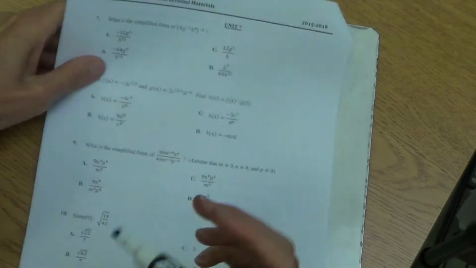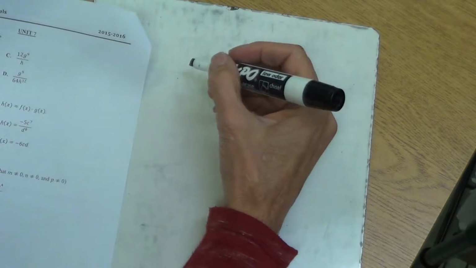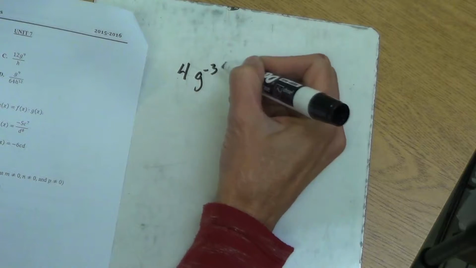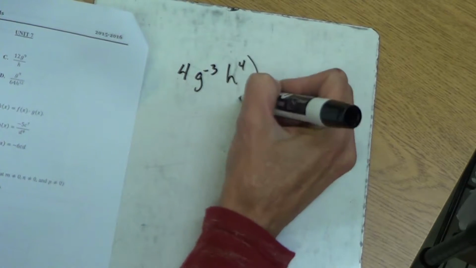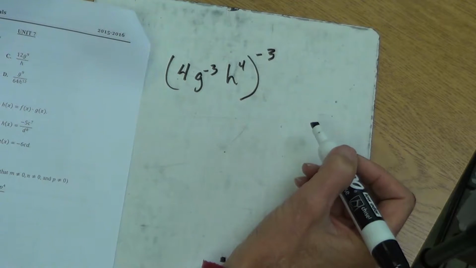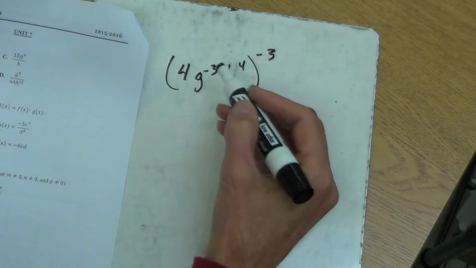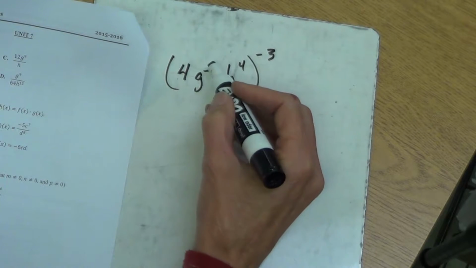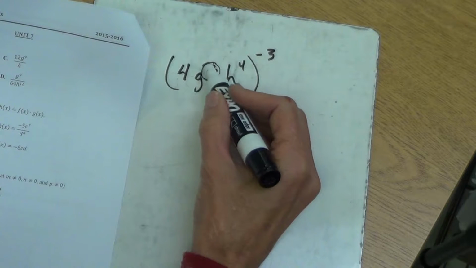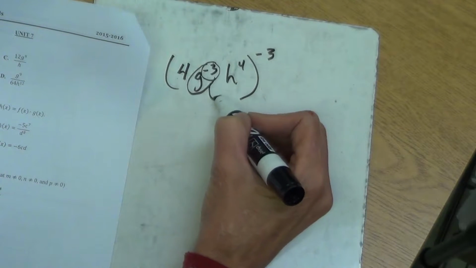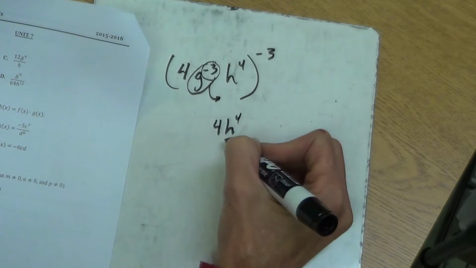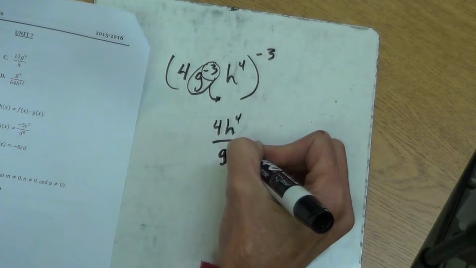So number 7 on the study guide, we're given the problem 4g to the negative third, h to the fourth, all raised to the negative third. If you remember right, in the unit we made the decision that negative exponents should be rearranged to be positive immediately upon seeing them. So this should cause this term to go down to the bottom and become positive. So it would be 4h to the fourth over g to the positive third.